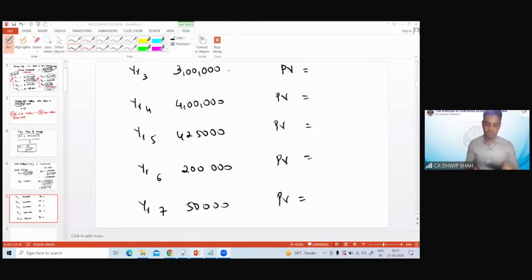Okay, 3 lakh divided by 1.15, pressing equal 3 times. It comes to 197,254.87. So the worth of 3 lakh at the end of year 3 is just rupees 197,254 today. This is how you interpret the present value. Year 4 it is 228,701.29.